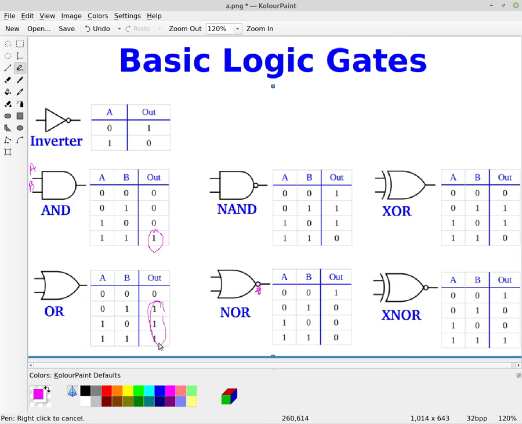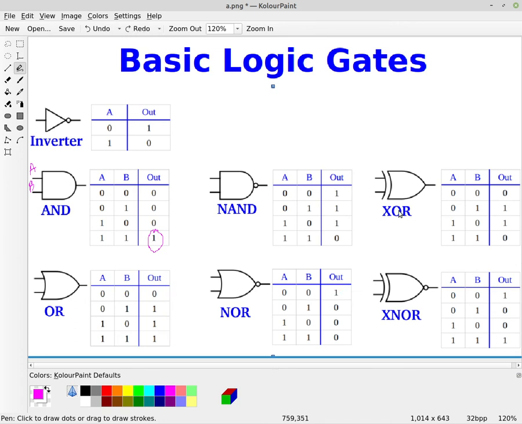So this was 3 1s, right? If any of them was a 1, you got a 1. So the only time you got a 0 was when all of them were 0. Where a NOR gate gives you a 1 if they're both 0, but is 0 any other time, because you're inverting the output of the OR gate.